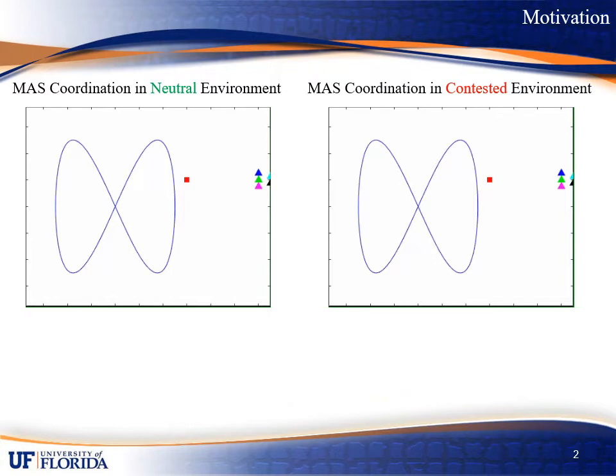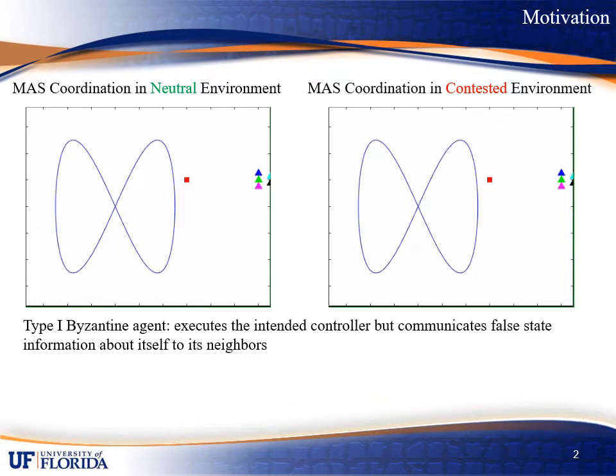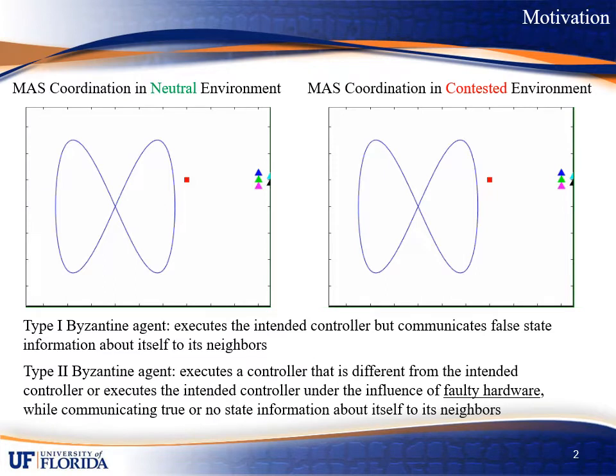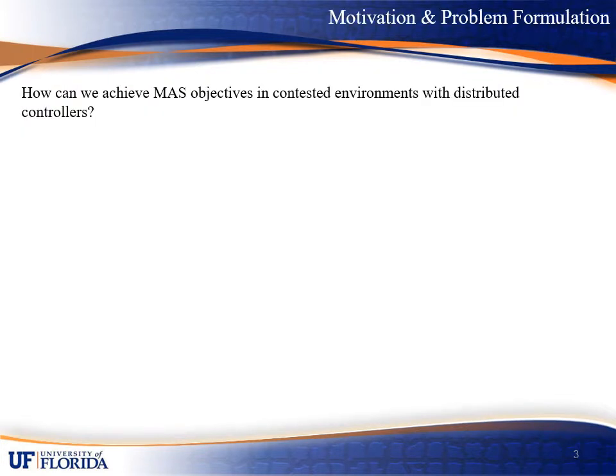While there are many ways to disrupt and inhibit a multi-agent system from satisfying or meeting their objective, within this work we focus on the Byzantine threat. In particular, we focus on two types of Byzantine agents. A type 1 Byzantine agent is an agent that executes the intended controller but communicates false state information about itself to its neighbors. Similarly, a type 2 Byzantine agent executes a controller that is different from the intended controller or executes the intended controller under the influence of faulty hardware, while communicating true or no state information about itself to its neighbors.